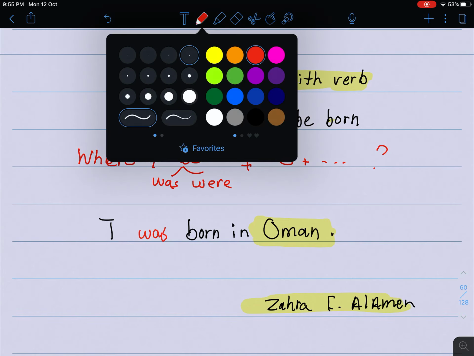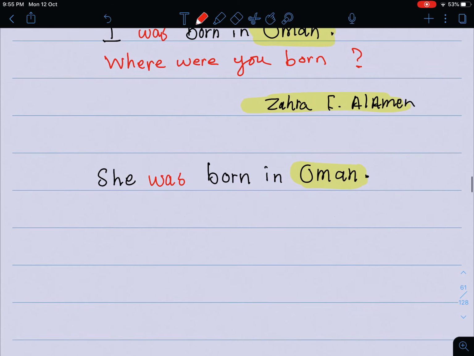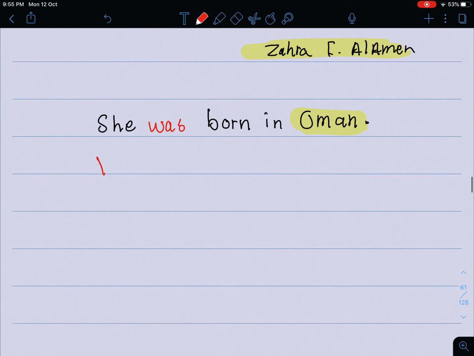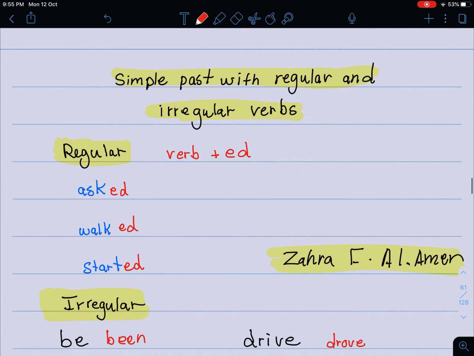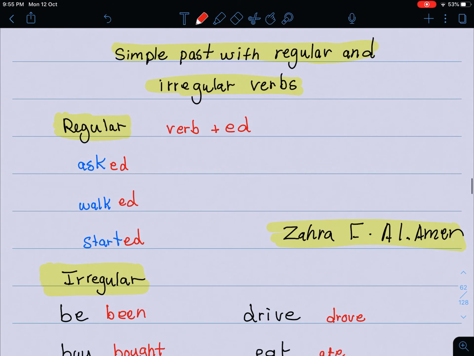I was, so here I was born in Oman. You want to ask about where, so it will be where. Of course you cannot ask with I, so I changes to you. Where comes with were you born. Where were you born? I was born in Oman. Now she was born in Oman. Here I'm going to ask where and then was she born. Okay, clear, very easy. You just memorize them, and it depends on the subject whether I use was or were.